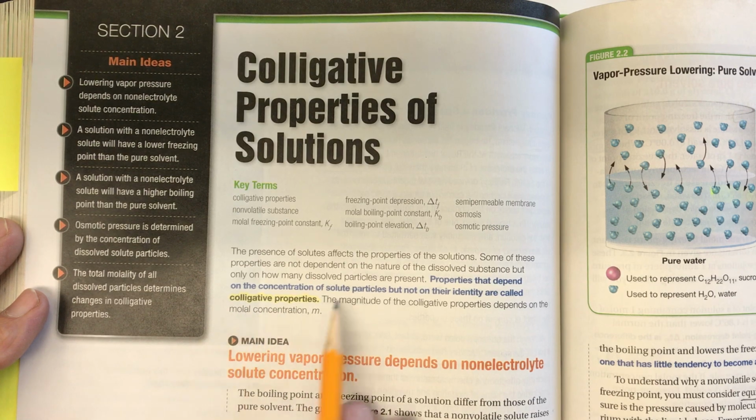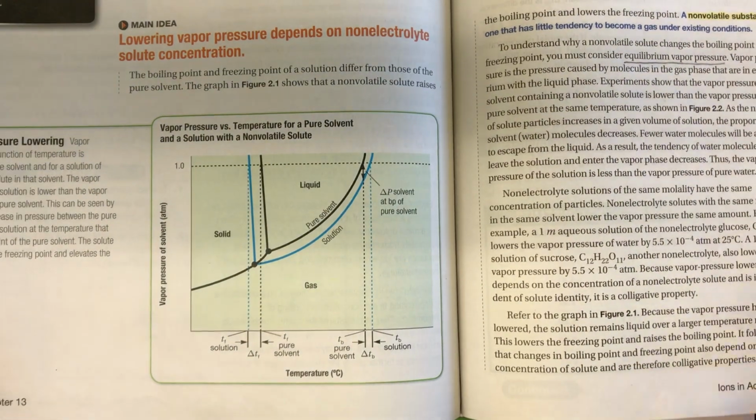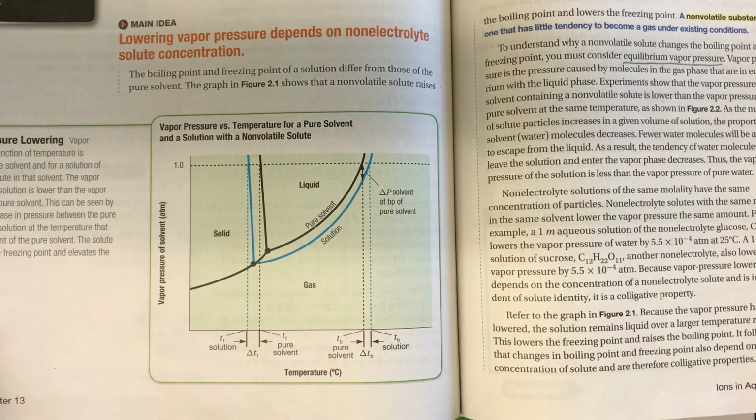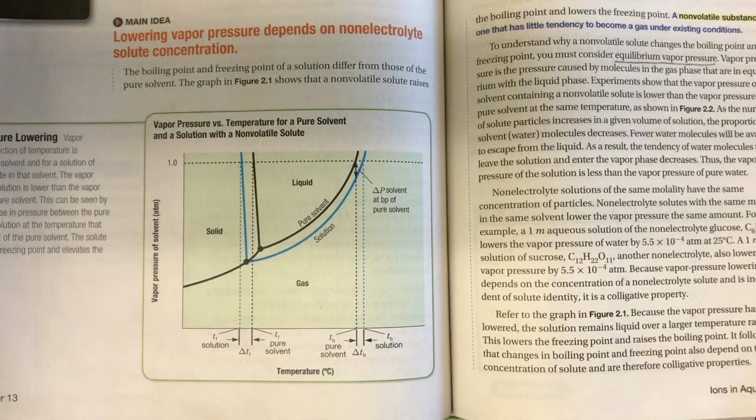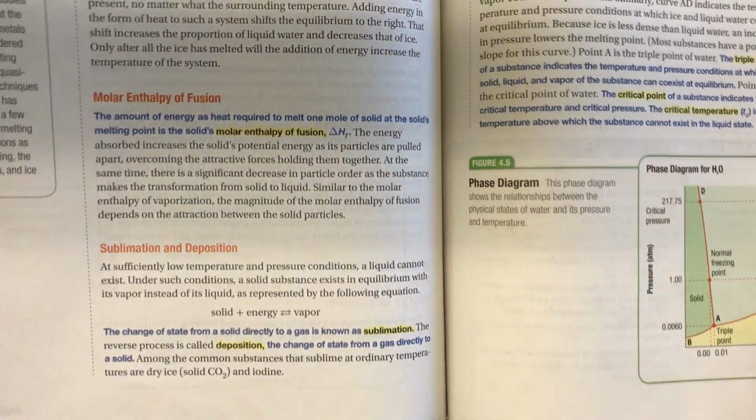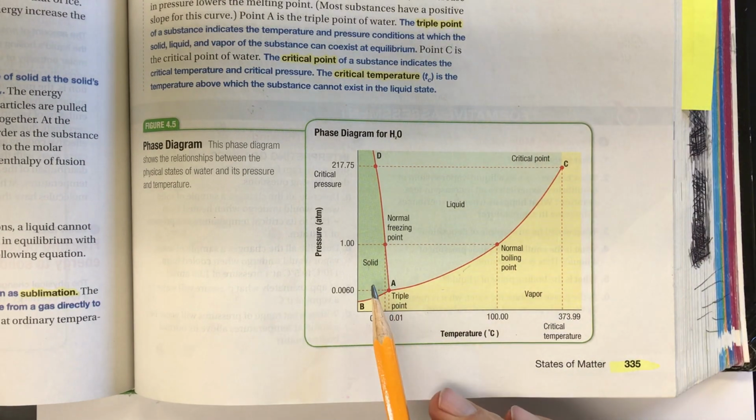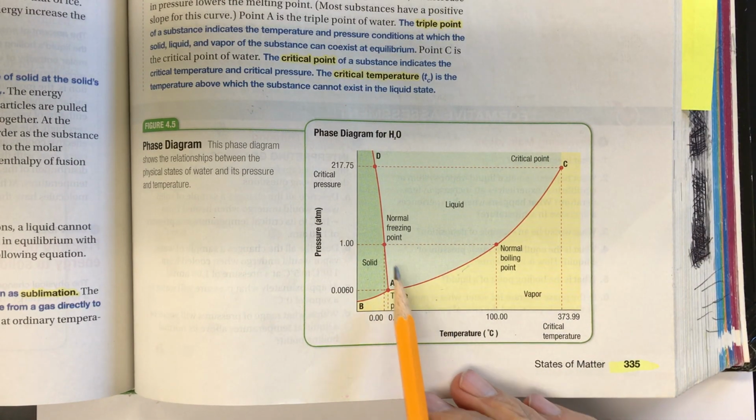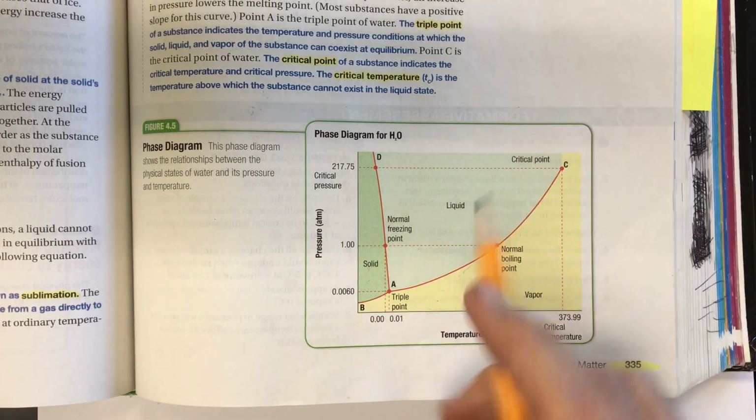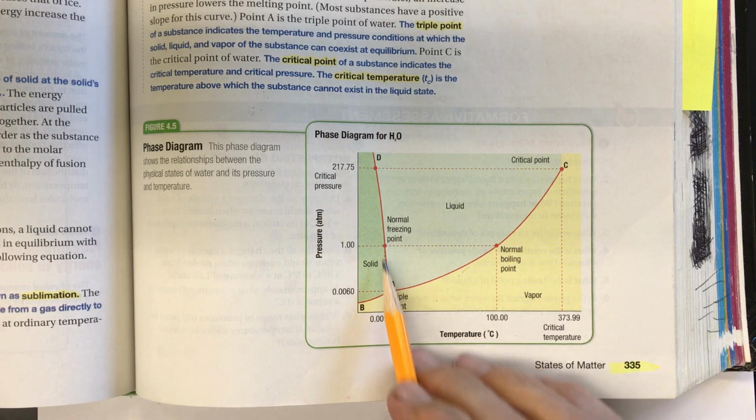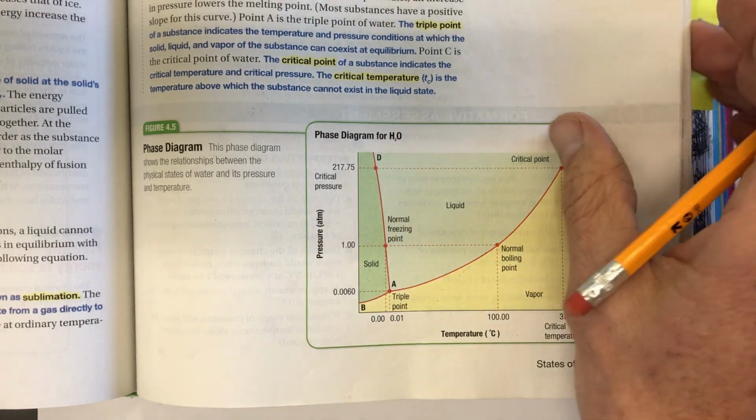So colligative properties depend on how much is dissolved into the solution. Now, you might recognize this little chart here. Solid, liquid, gas. This is our phase diagram. The reason why it should look familiar is you can find it back here on page 335. And you can see the solid, liquid, gas, these different phases. Well, colligative properties are going to change these. So depending on how much is in solution, this line is going to move. So let's take a look at that.